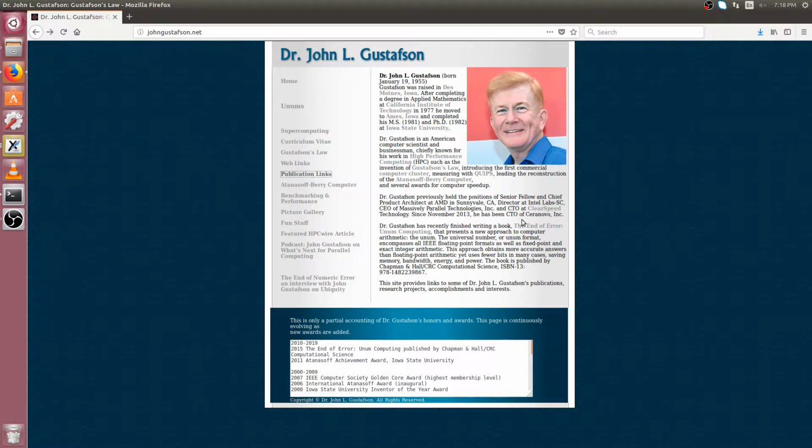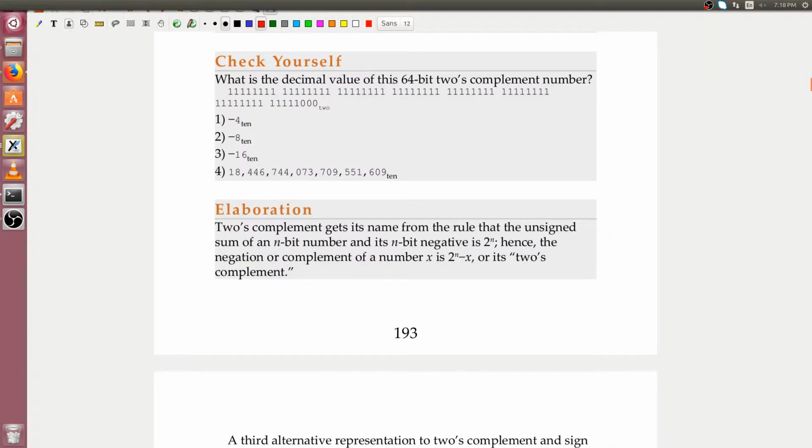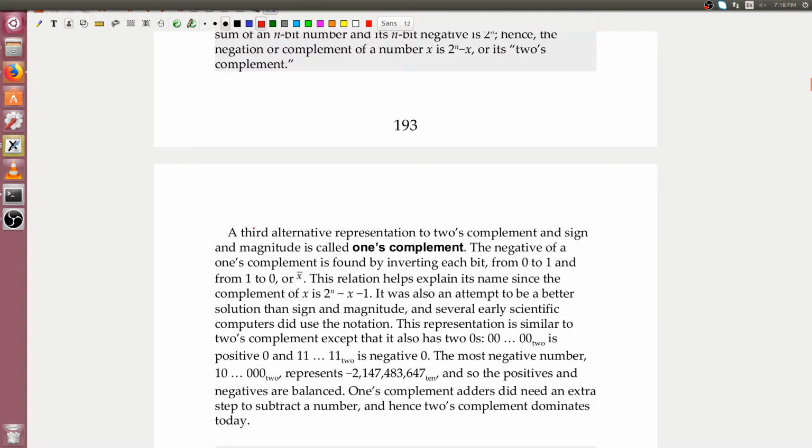What is he most known for? Oh, Unum. That's what it is. Unum computing. The end of error. Yeah, that's what it is. It's pretty interesting. Oh, NUS. Okay, National University of Singapore. It's very interesting because there's pretty much an infinite amount of representations for not a number in the IEEE 754 standard, but in his you only have like 2.